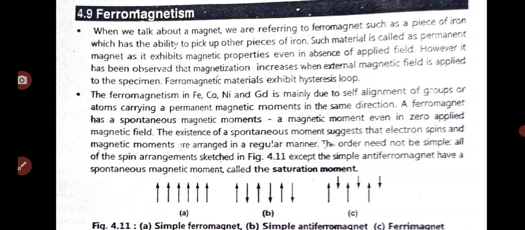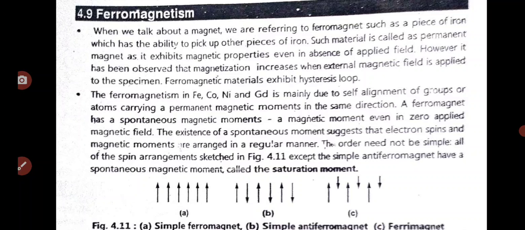For example, ferromagnetic materials are iron, cobalt, nickel and gadolinium, and ferromagnetism is mainly due to self-alignment of groups of atoms carrying a permanent magnetic moment in such a direction. We already know that idea.